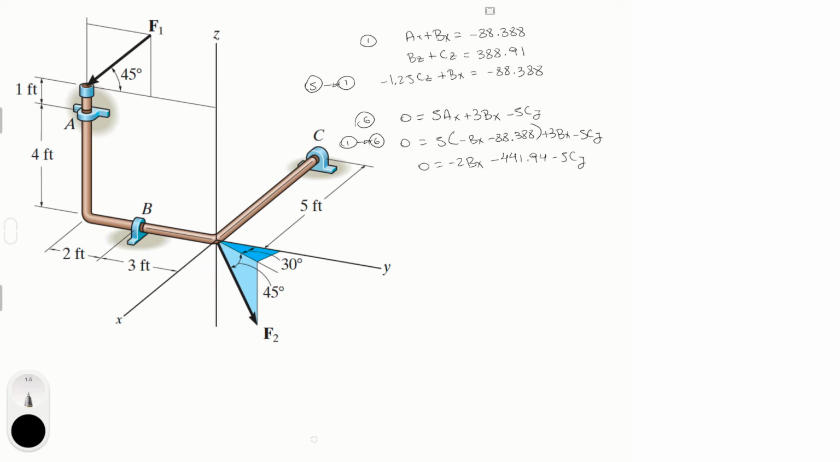So 5cy, keep solving this equation. Minus 5cy is equal to 441.94. Cool. I'm gonna call this equation 7.